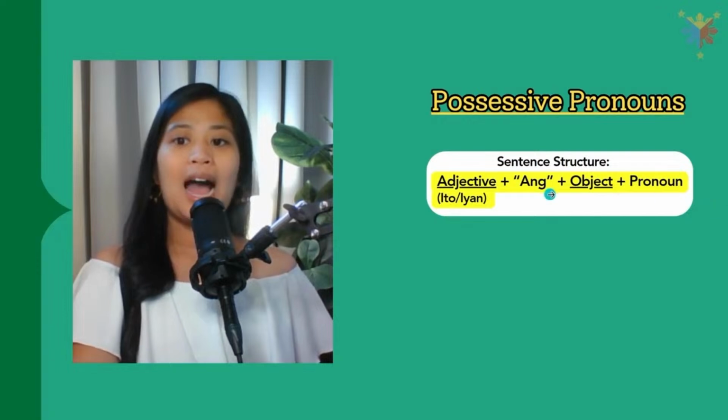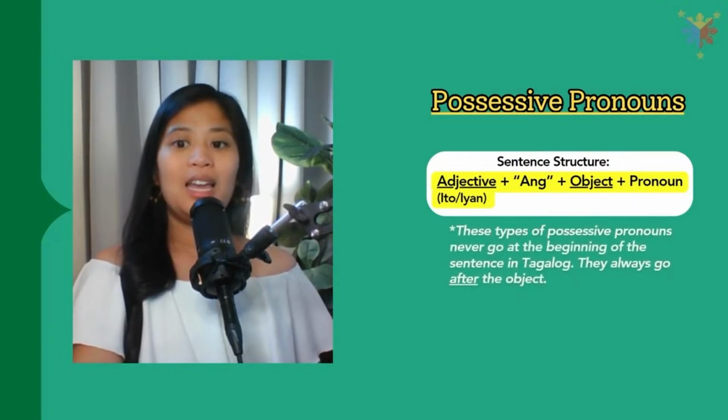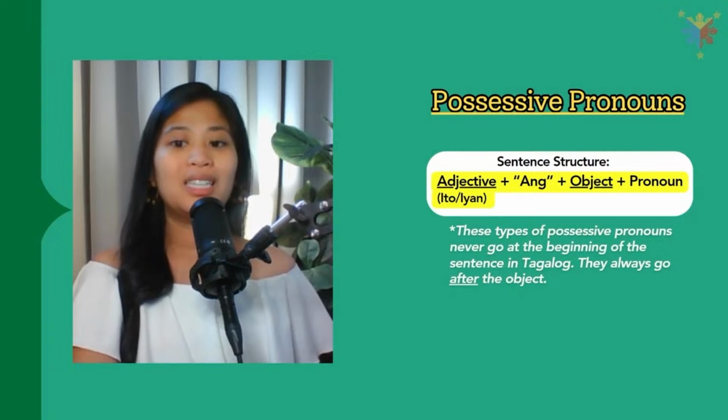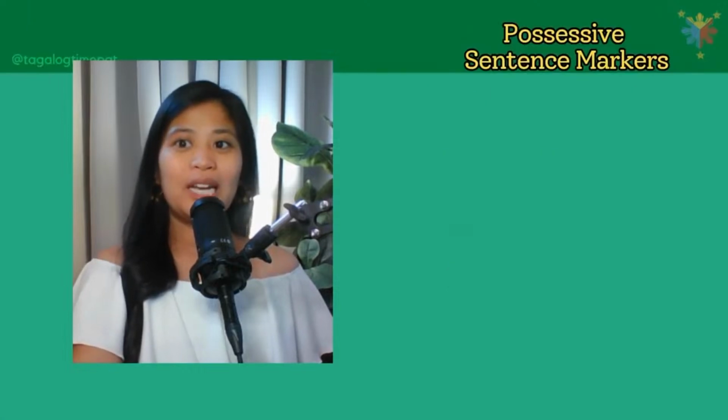Then it's the word ang, then it's the object, and then it's the pronoun. So that's the sentence structure. And then remember that these possessive pronouns never go at the beginning of the sentence. They always go after the object. Okay? Now I want to take a look at some possessive sentence markers.